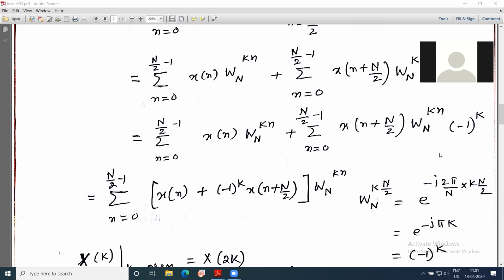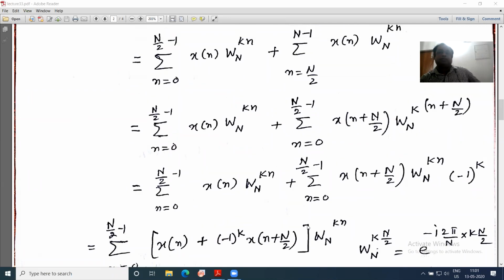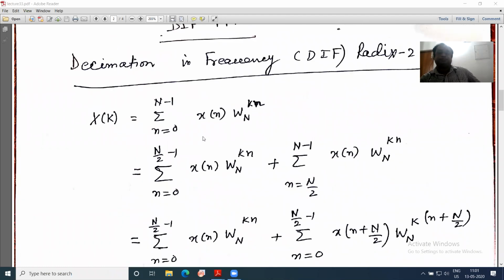So this term, if I adjust now, x of n plus minus 1 to the power k, x of n plus N by 2, W_N^K n. Agreed? This total thing I have adjusted. x of n plus x of n plus N by 2, W_N^K n. This W_N^K n is common in both the cases. So x of n plus x of n plus N by 2 minus 1 to the power k, this will give you n equal to 0 to N minus 1. This is the expression that I have derived starting from x of n.